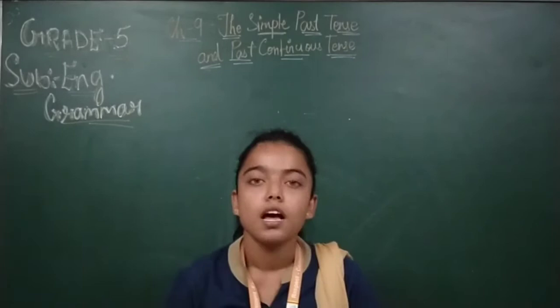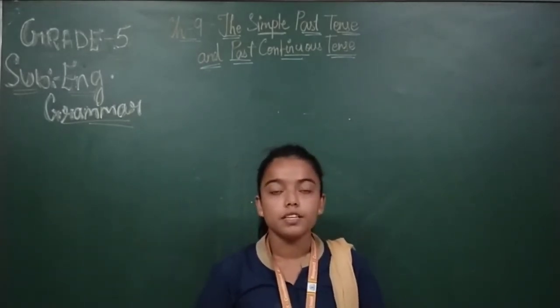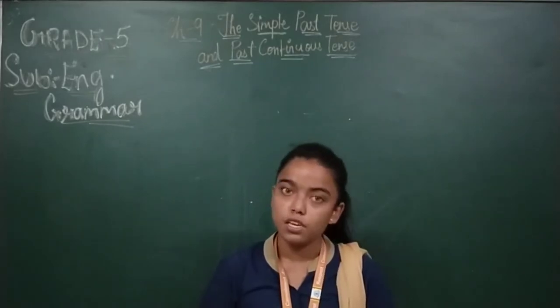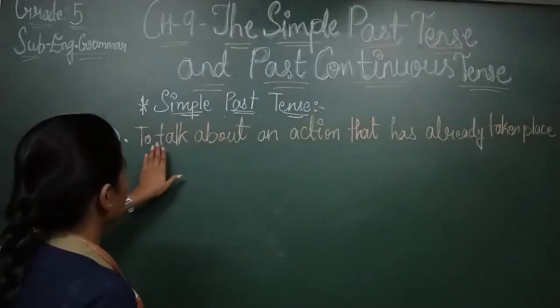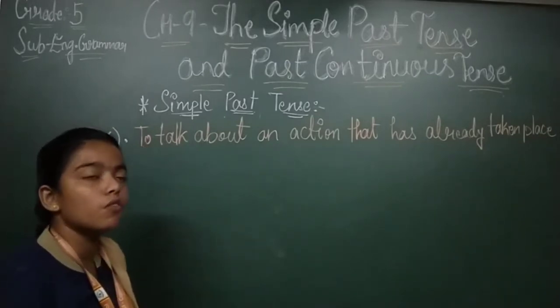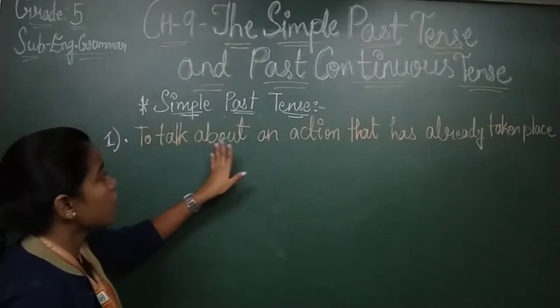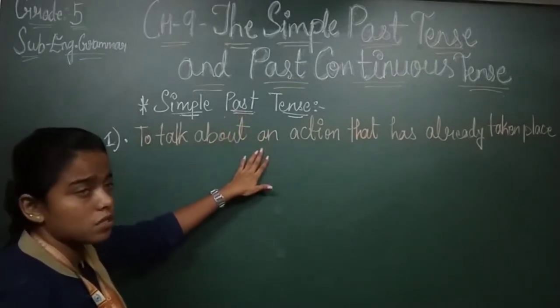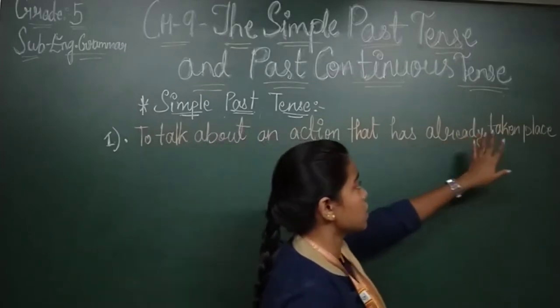Past tense and the past continuous tense. Yes, so let's see the first point of simple past tense. We have seen the verbs, the regular and the irregular verbs. Now we will see how to talk about the simple past tense. The first point is to talk about an action that has already taken place.